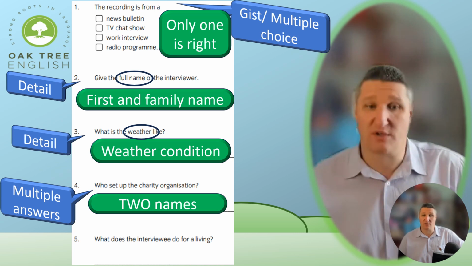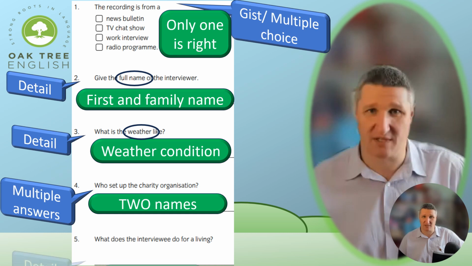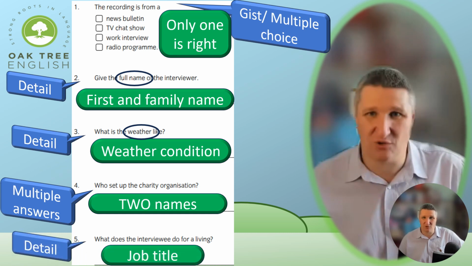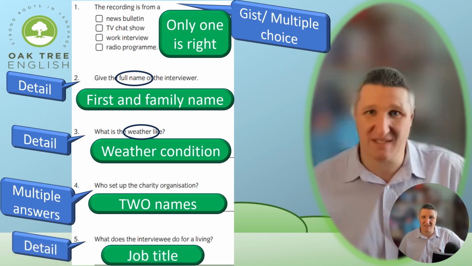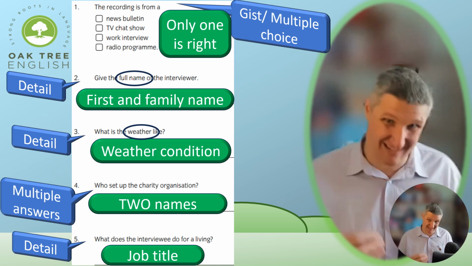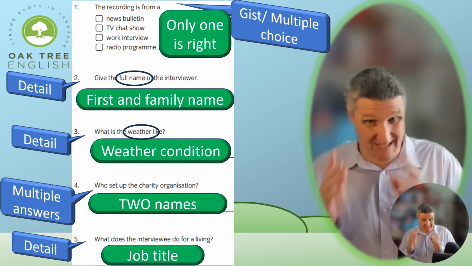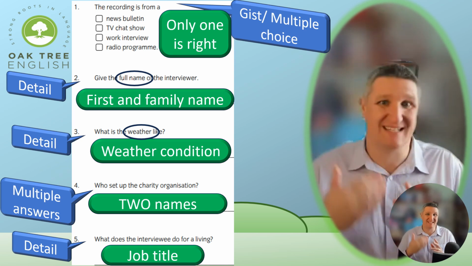Question 5, what does the interviewee do for a living? This question's asking for a job title. But look, it's also testing that you understand the difference between the interviewer, who asks the question, and the interviewee, who answers them. Okay, very important to get that distinction.